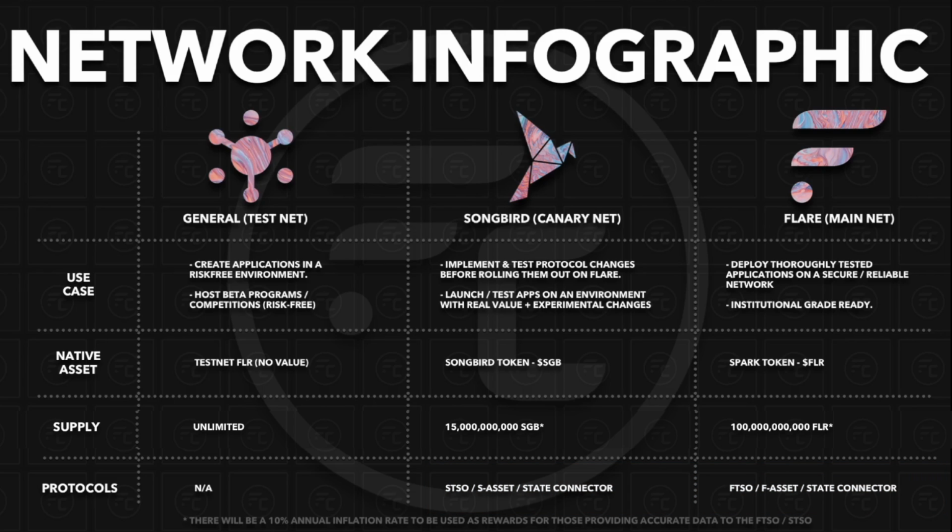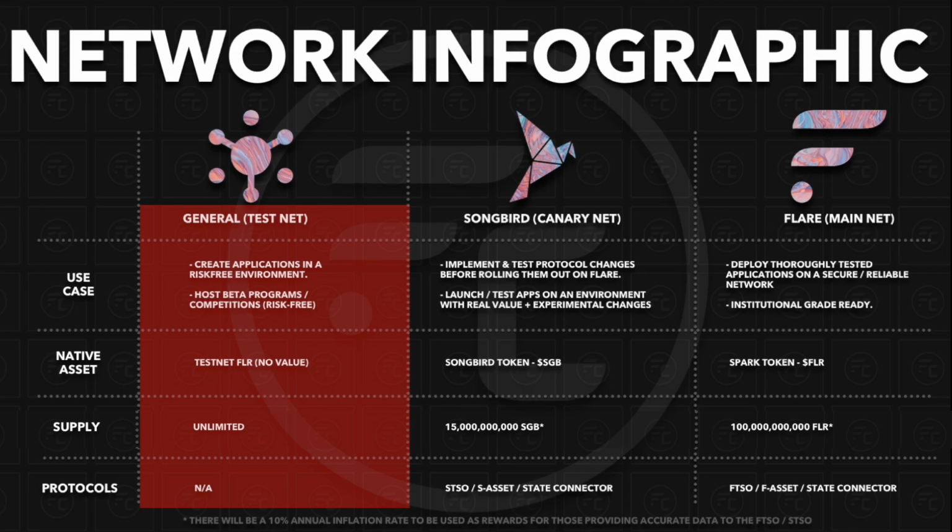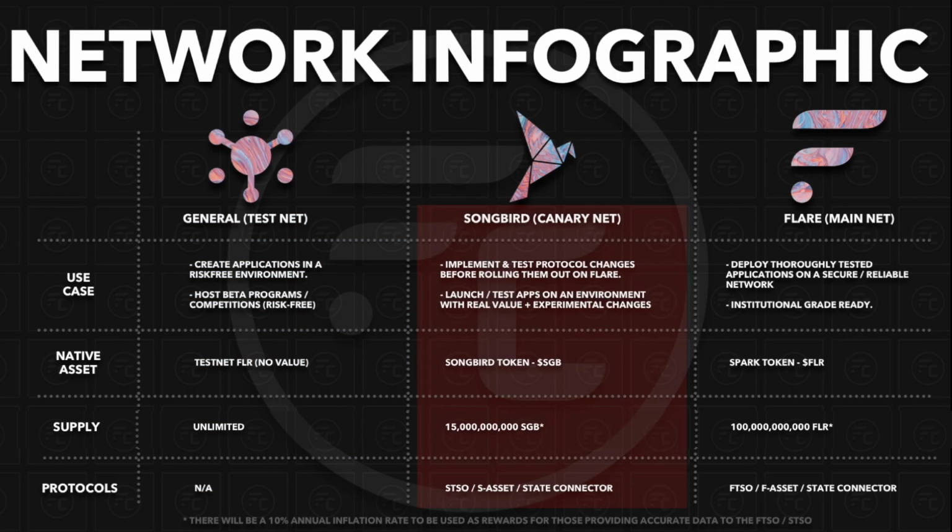So that's basically it. To summarize, we have the general testnet, which is a testnet that does not hold value. The tokens are unlimited in supply, and people are able to accumulate assets on it as much as they want, because at the end of the day, they're worthless. The Songbird network is almost a mirror image of the Flare network. It's going to be used to have additional functionality and to test different changes, and it's going to have value. This is really important. You're actually going to be able to earn from the Songbird network.